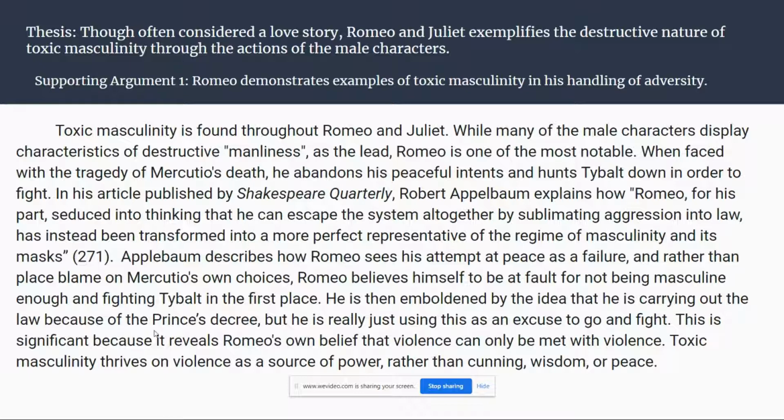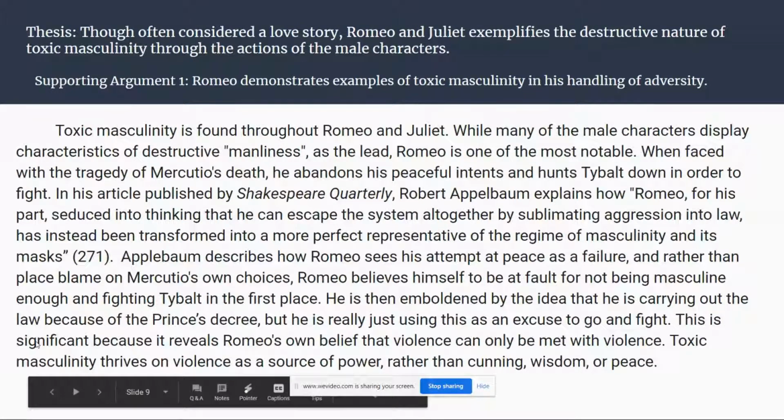This is significant because it reveals Romeo's own belief that violence can only be met with violence. Toxic masculinity thrives on violence as a source of power rather than cunning, wisdom, or peace. And again, you see how the explanation here of why this quote is significant connects it back to not just Romeo, but toxic masculinity as an example within the play itself.